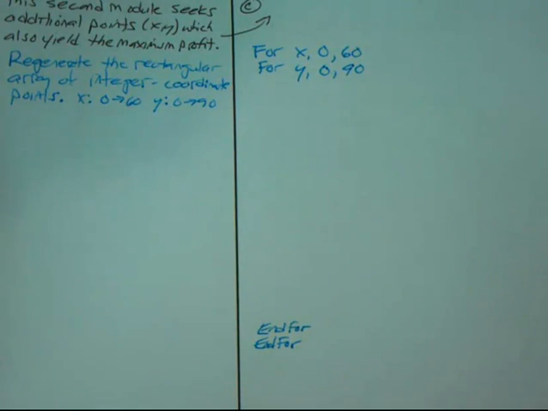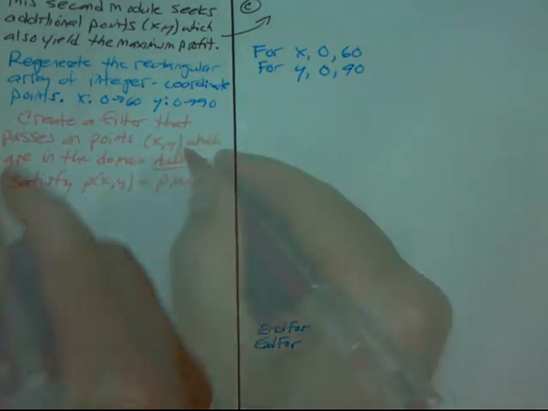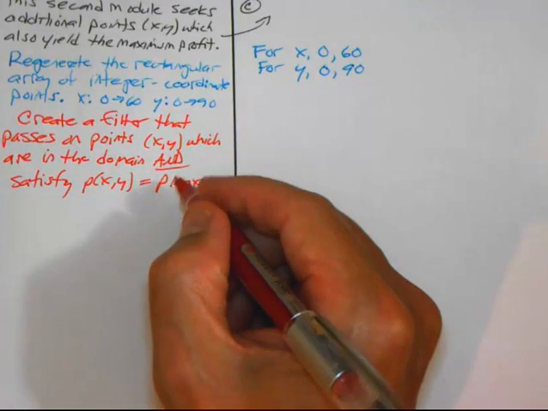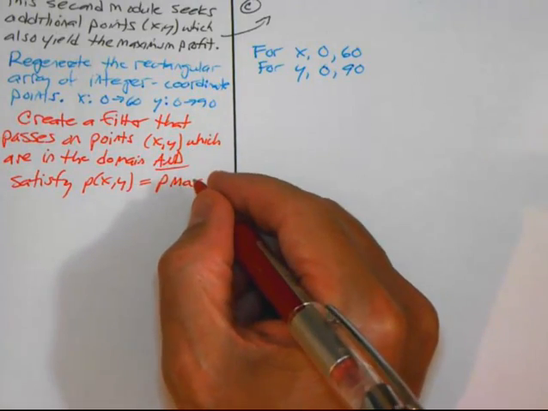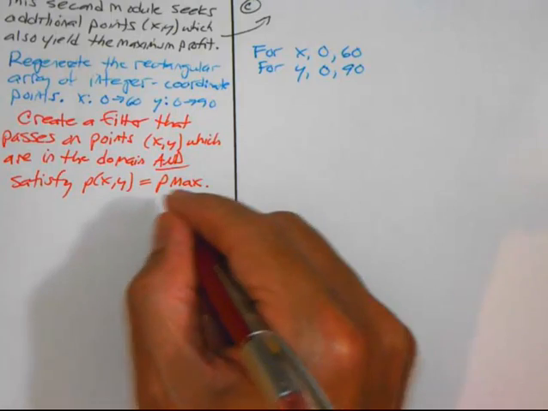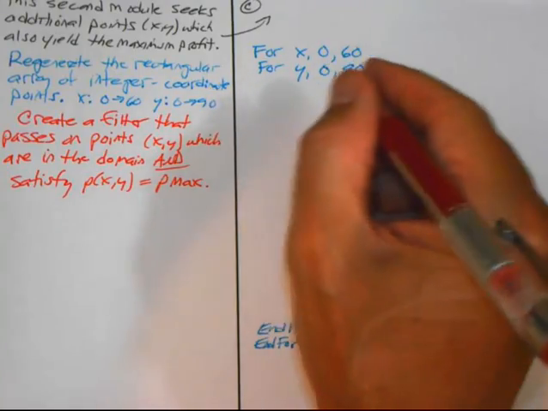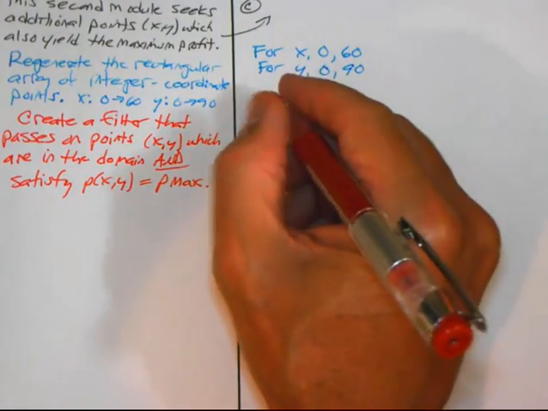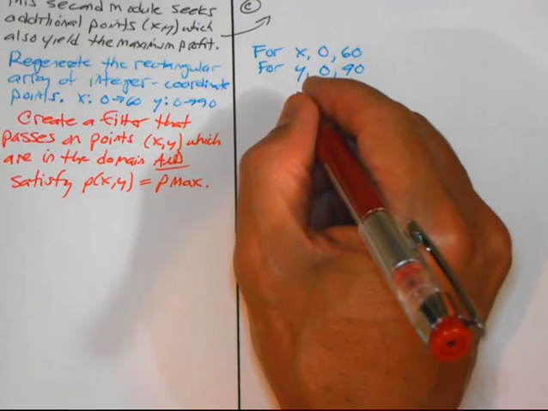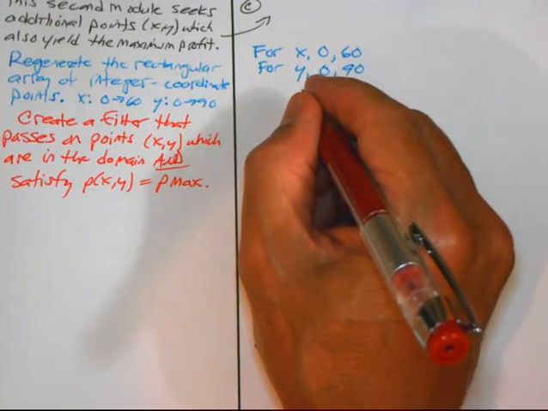Alright, the next step might be to now create a filter that passes on the xy's that are in the domain and satisfy their value of profit function as being the maximum value. So here we could write, okay, so create a filter that passes on points xy which are in the domain and satisfy p of xy equal to p max. Okay, filter best treated with a conditional statement similar to what we have done earlier. So let's go with the If Then End If structure.